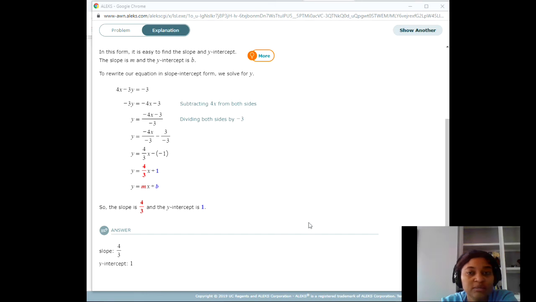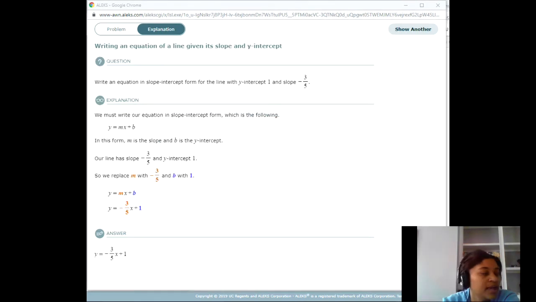This one pretty much requires us to write out the equation. So it says write an equation in slope-intercept form for the line with y-intercept 1 and slope -3/5. Okay, so here we know we already have our equation written out. So we already know that m equals the slope and b here equals the y-intercept. And so they've already given us the numbers that would go into this formula. So we'll write out y equals -3/5x plus 1.